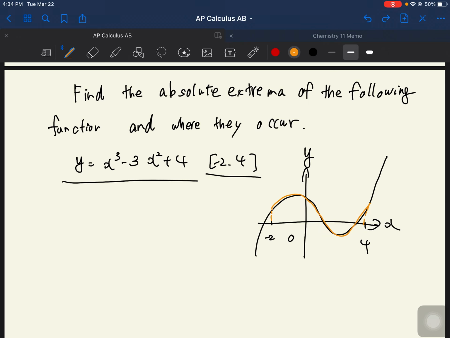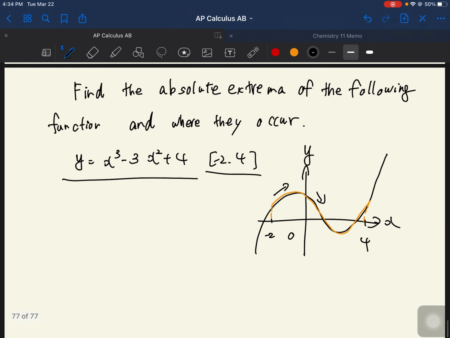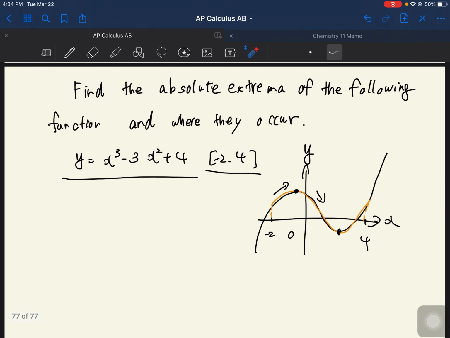You don't need to sketch the graph, but you need to know when the graph is shifting from increasing to decreasing. If you know that, like this curve, and where exactly, this point is called the critical point. If you find the critical point and where it increases and decreases, you can actually find the value. So let's get started.